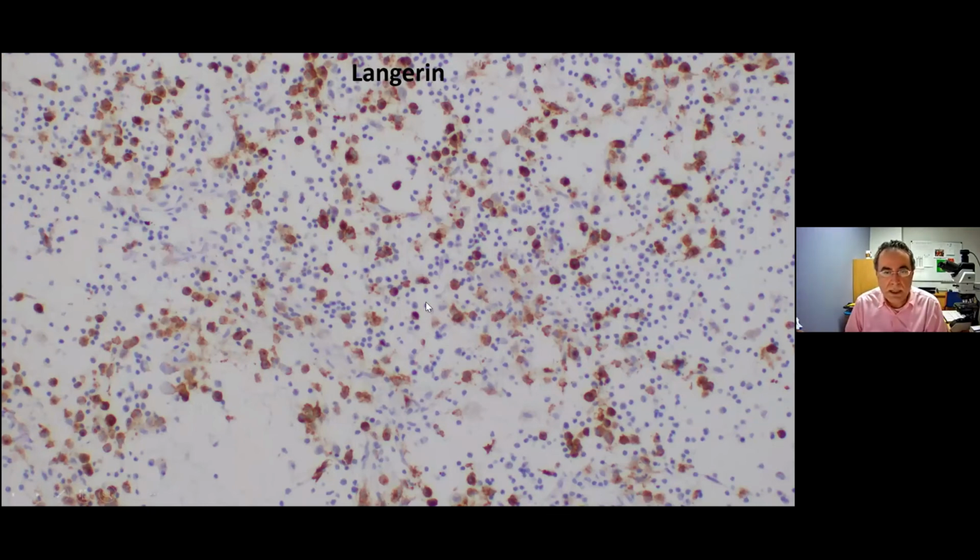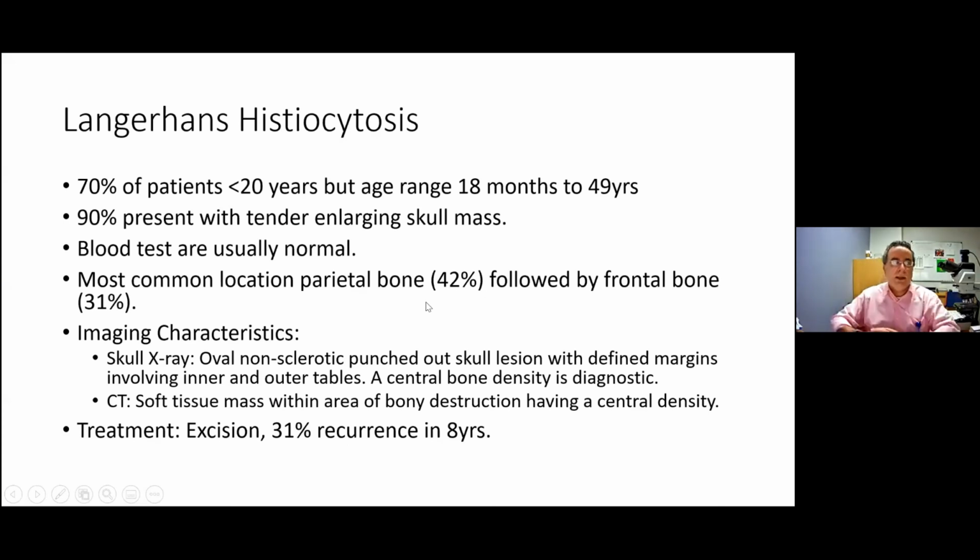So this is an example of Langerhans cell histiocytosis. Basically 17% of the patients are 20 years or younger, but the age range is from 18 months to 49 years. 90% present with a tender enlarging skull lesion, and blood tests are usually normal. The most common locations are the parietal bone, followed by the frontal bone.